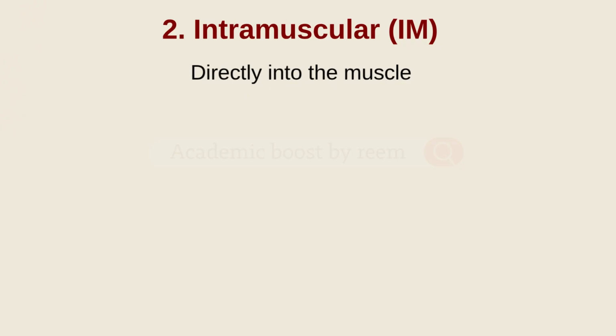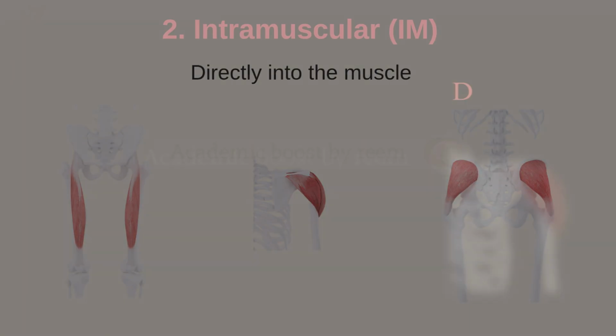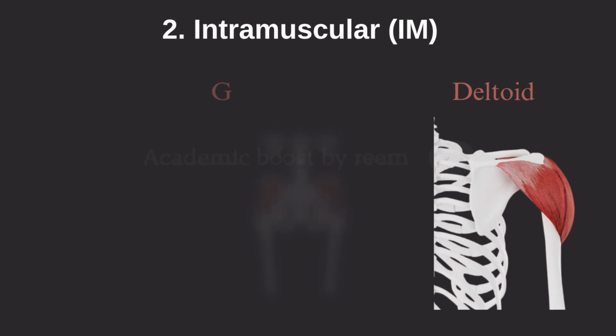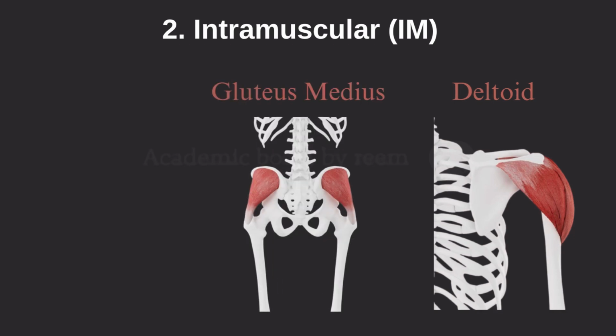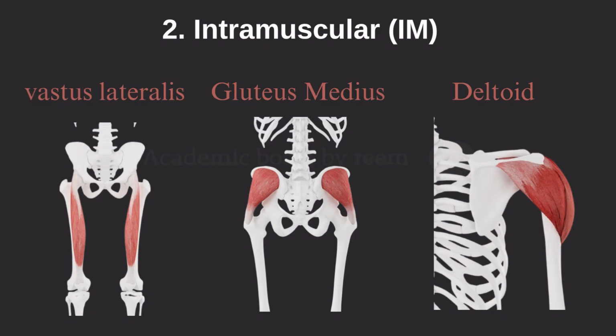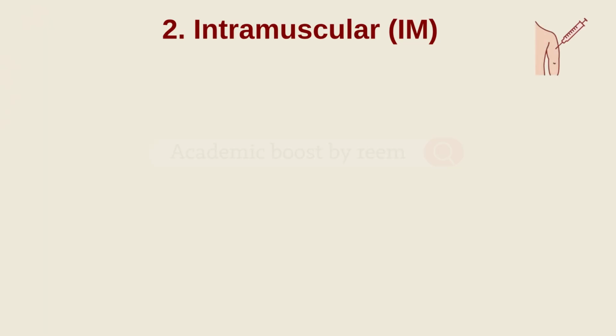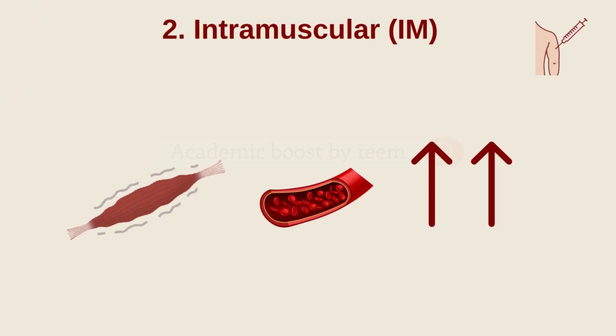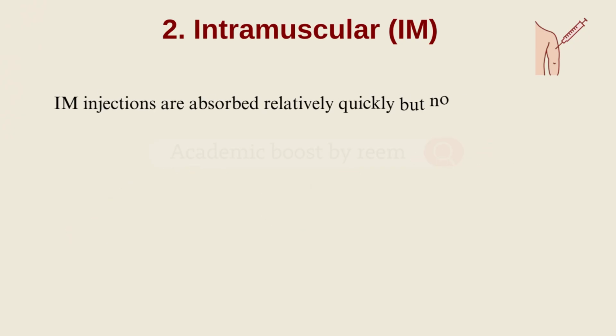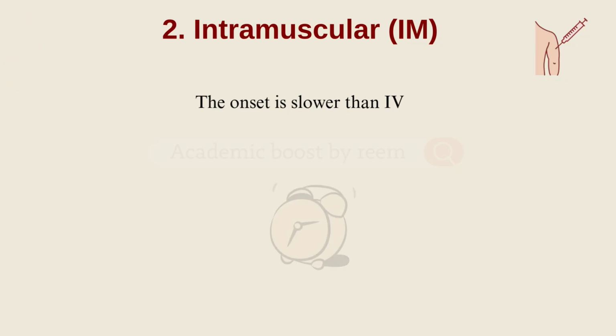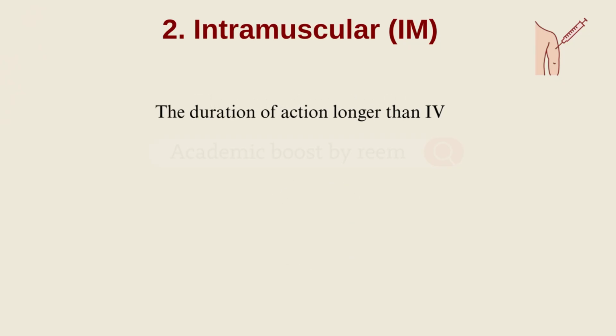These are given directly into a muscle, usually the deltoid muscle, the gluteus medius muscle, or the vastus lateralis muscle. Muscles have a good blood supply, so IM injections are absorbed relatively quickly, but not as fast as IV. The onset is slower than IV, but the duration of action tends to be longer than IV.